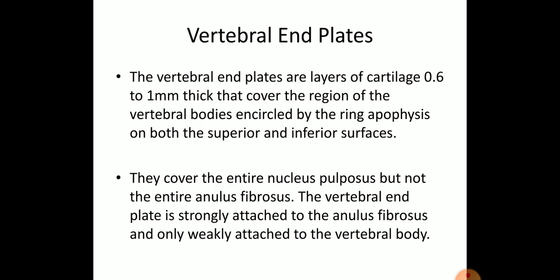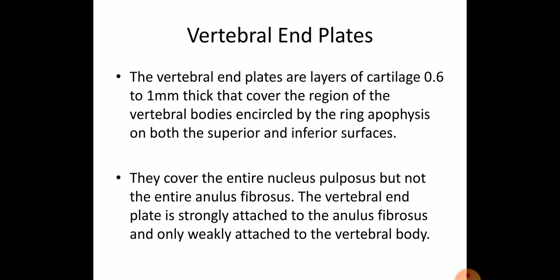Next is the vertebral end plate. The vertebral end plates are layers of cartilage 0.6 to 1 millimeter in thickness that cover the region of the vertebral bodies encircled by the ring apophysis on both superior and inferior surfaces. They cover the entire nucleus pulposus but not the entire annulus fibrosus. The vertebral end plate is strongly attached to the annulus fibrosus and weakly attached to the vertebral body.